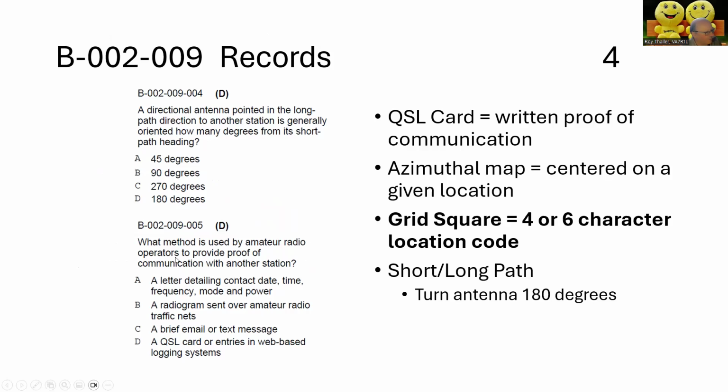What method is used by amateur radio operators to provide proof of communication with another station? And that again relates to the QSL card or entries in a web-based logging system.